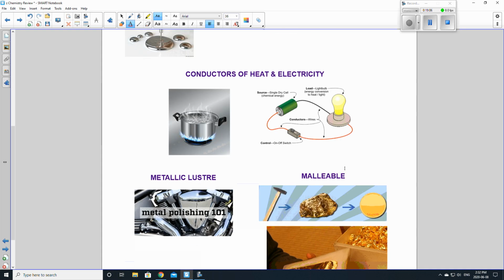Other properties of metals are that they're good conductors of heat. That's why when we're heating up a pot, a lot of times we actually use metal for pots. They conduct heat so well, and they pass the heat to the water very quickly, for example. Another thing is that they are conductors of electricity. So wires are conductors, and wires are usually made of copper.